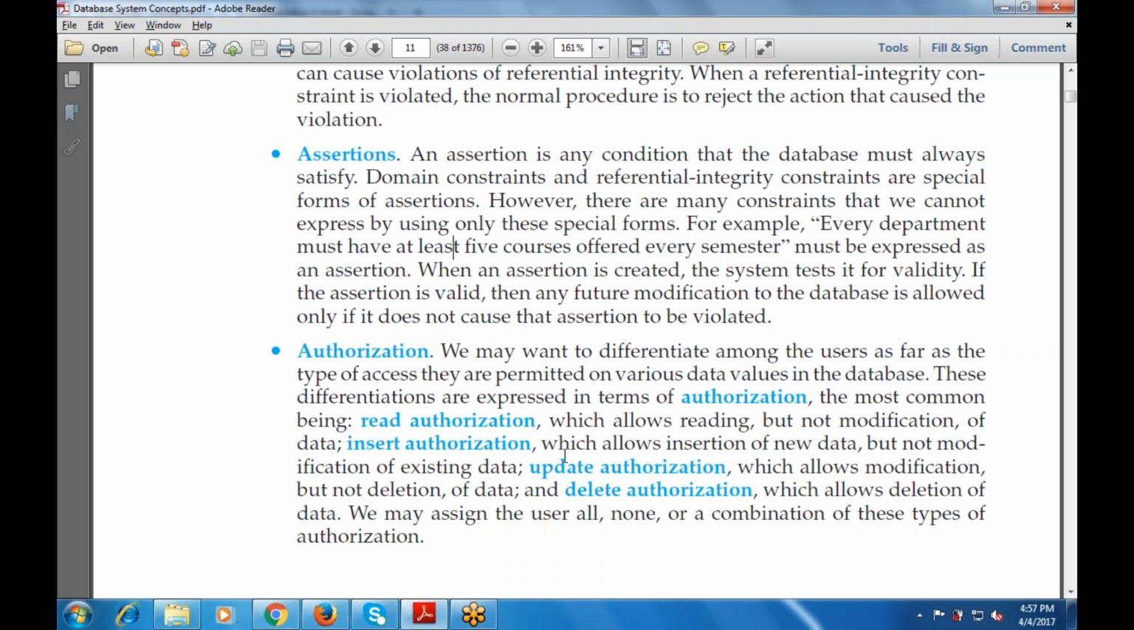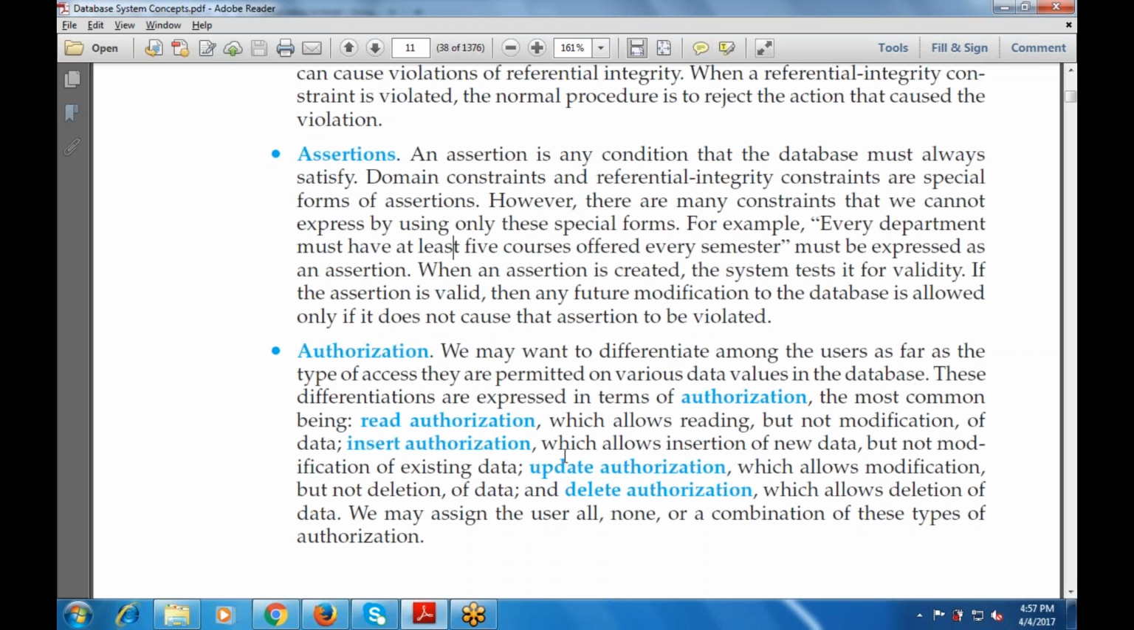Then update authorization, which only allows modification but not deletion. Modification means any changes. For example, a name has been changed, a field name has been changed, a table name has been changed. That is a modification of the data but not deletion. Then next is delete authorization, which allows deletion of the data, not modification, nothing else. It simply deletes the data.